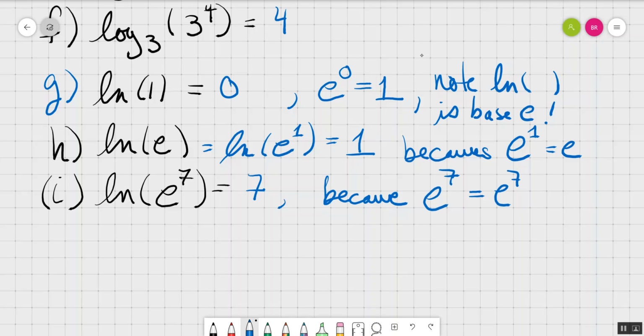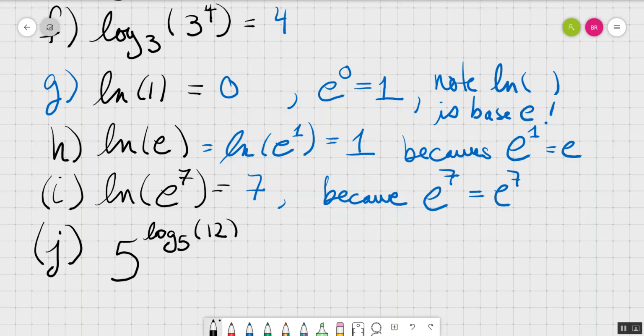Hopefully you're seeing something magical happening when I do stuff at the same base. Just like when I was doing the log base 10s of 10 powers, it was nothing magical. What am I on? J? Here's a fun question for you. What's 5 to the log base 5 of 12? Now this one might blow your mind.